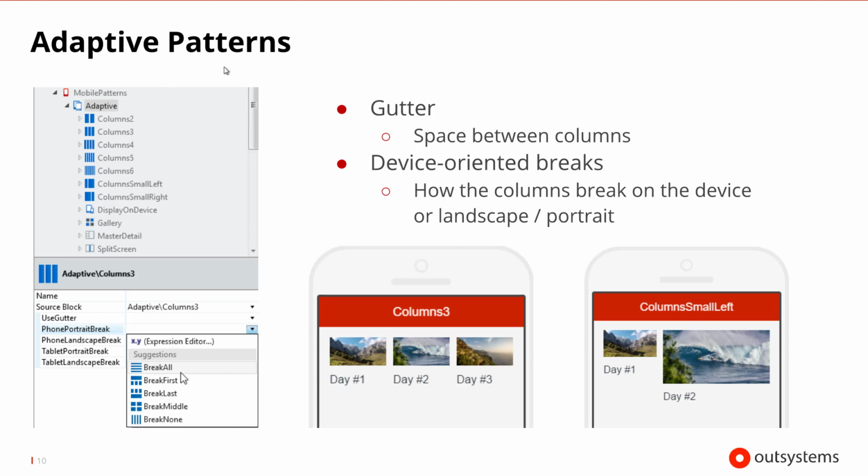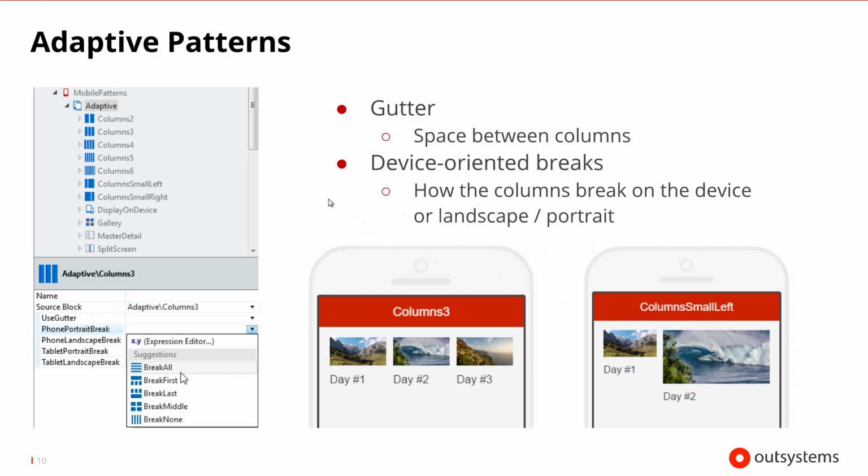So for the adaptive patterns, we have things like different columns and different ways to change what's being seen on the screen. So it can adapt the display depending on the type and the amount of data that we have. So here we can see the 3-column display, breaking things into 3 columns. We can see the column small left, where we have 2 columns and we have a small one on the left and the bigger one on the right.